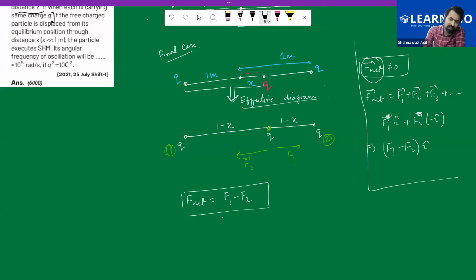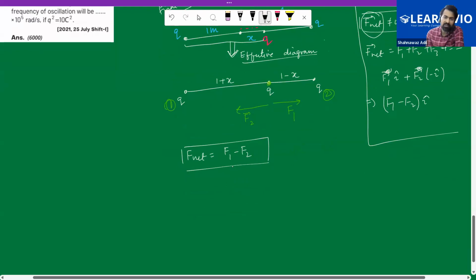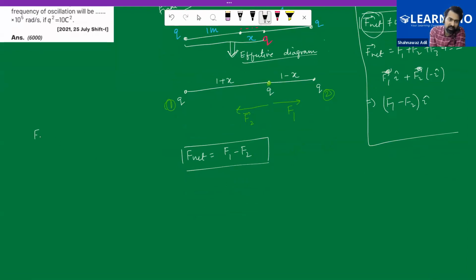Okay, so this thing is there. Now let us find out what would be F1. So let's write this thing in here. F1 is K, Q1, Q2, that is Q and Q, over the separation. Separation is 1 plus x, whole square. Right?